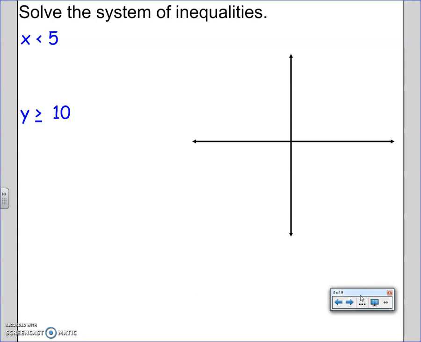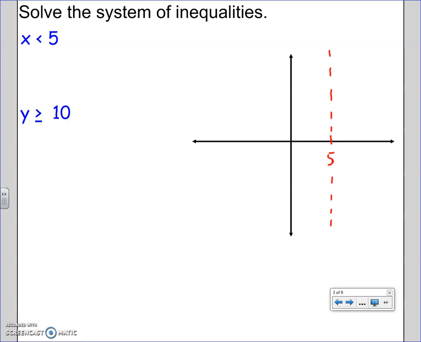So here's the first problem. Solve the system of inequalities. Now we have one letter and a number, so that's a constant. This is x equals 5. So I'll find 5 on the number line. I'll say 5 is about right here. And it's vertical and it's dotted.